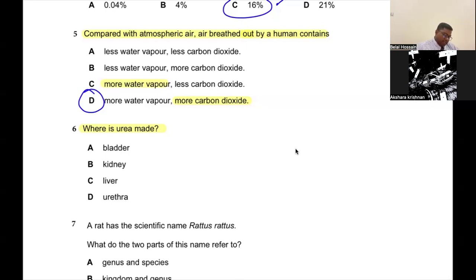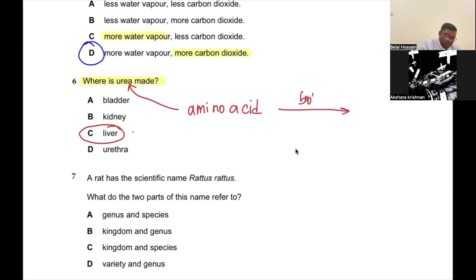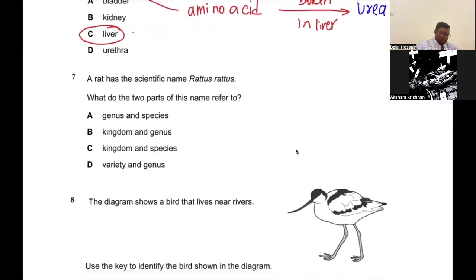So again, urea, where is urea made? Learn that urea is not made in the kidney, it is made in the liver. Urea is made in the process when amino acid is broken down in the liver. It makes urea plus keto acid. Keto acid is like carbohydrate, you can use it. Now you try question number 7.